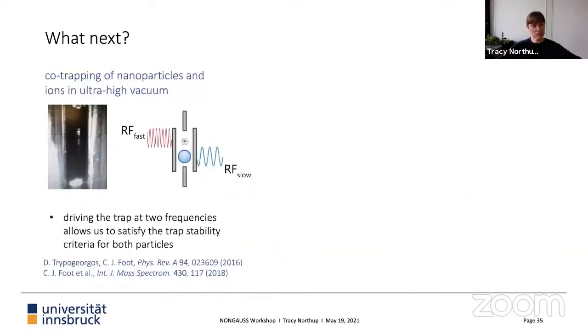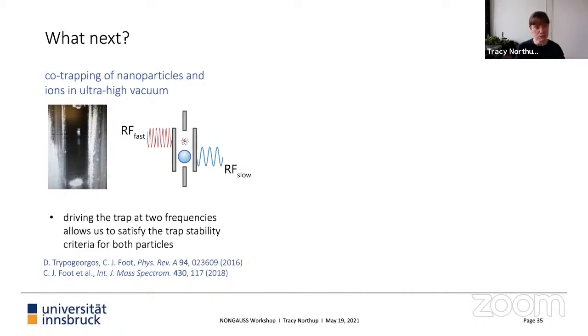Okay, so that was a story about cooling and about efficient detection. And on this last slide, I want to try to tell you where we're heading in a broader sense. I've just told you about experimental results with nanoparticles, but we're also working on co-trapping nanoparticles and ions in ultra high vacuum.